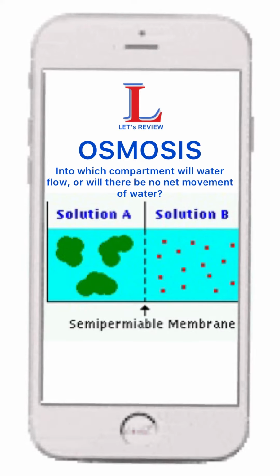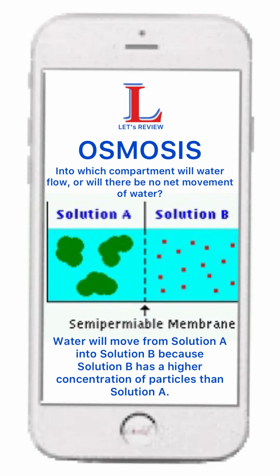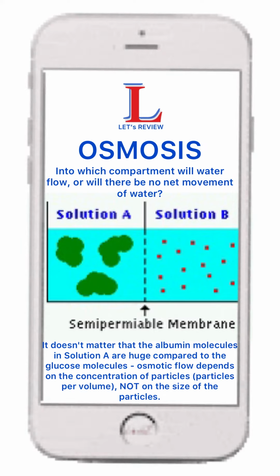Into which compartment will water flow, or will there be no net movement of water? Water will move from solution A into solution B because solution B has a higher concentration of particles than solution A. It doesn't matter that the albumin molecules in solution A are huge compared to the glucose molecules. Osmotic flow depends on the concentration of particles, not on the size of the particles.